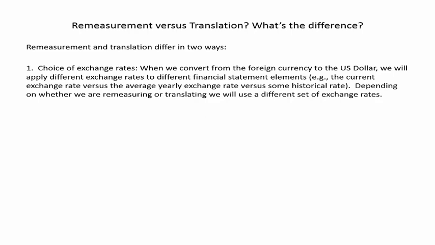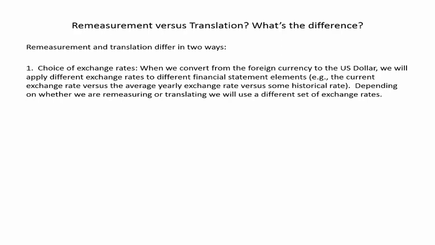Now, remeasurement and translation differ in two ways, and the first of these is the choice of exchange rates. You would think that the simplest thing to do would be to take the subsidiary's trial balance, and if it's measured in British pounds, say, look, the rate for the British pound today is $1.30 per British pound. I'm going to take the entire trial balance and simply multiply it by 1.3 to get the equivalent dollar values. But that's not what we're going to do.